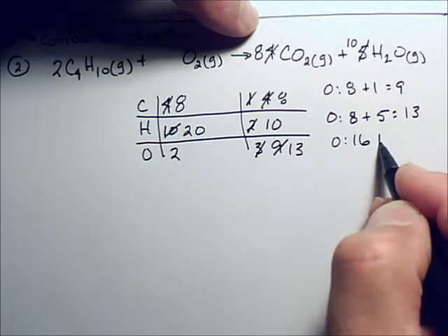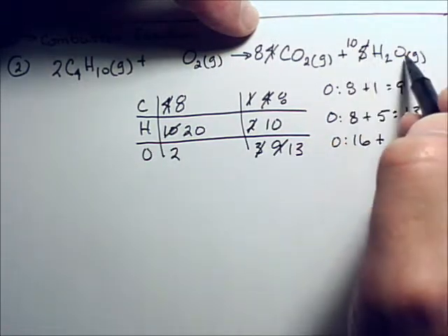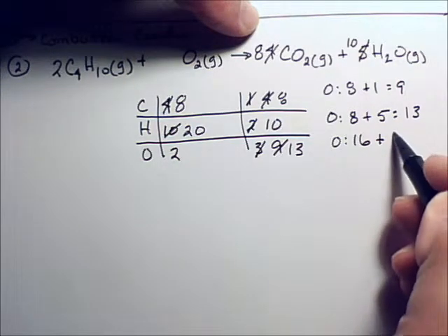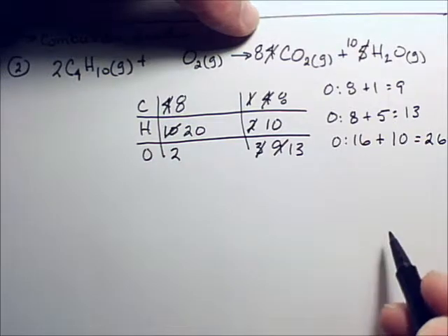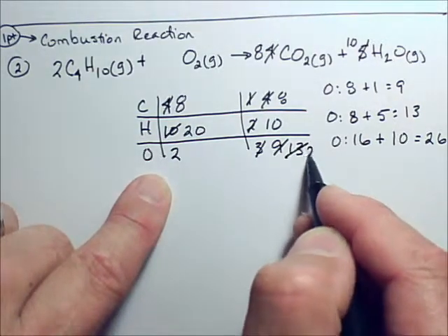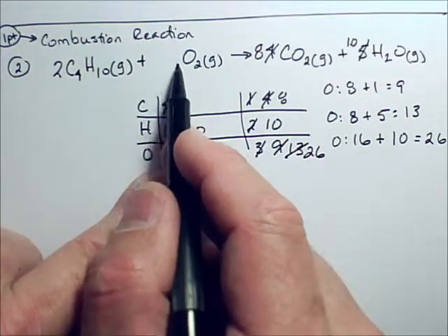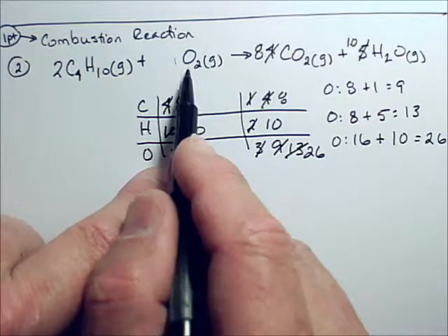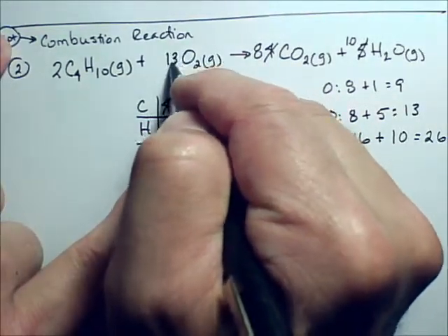Plus, so I'll put a plus here. And I need 10 times 1, or 10 plus 10 oxygens is 26. Okay? So we're going to change this to 26. I'm going to go over here and say, what do I need? What coefficient do I need to change this 2 oxygens into 26? And the answer is 13.